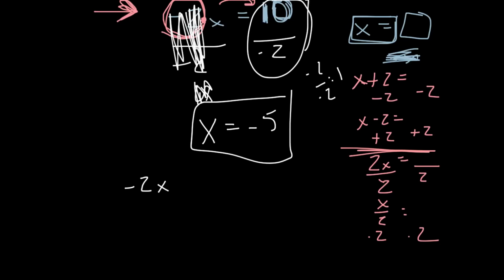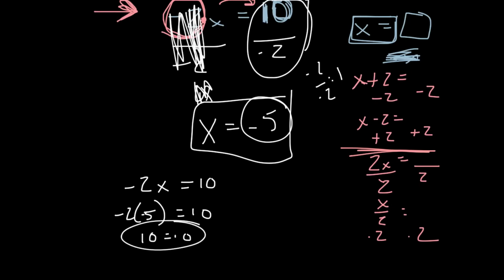Now, can you check this? Yes. You take the original equation, and you just plug this in for it. So you got -2 times -5 equals 10. What's -2 times -5? Negative times a negative equals a positive, and 2 times 5 is 10. Does 10 equal 10? All day. That is correct. Good job, everybody.